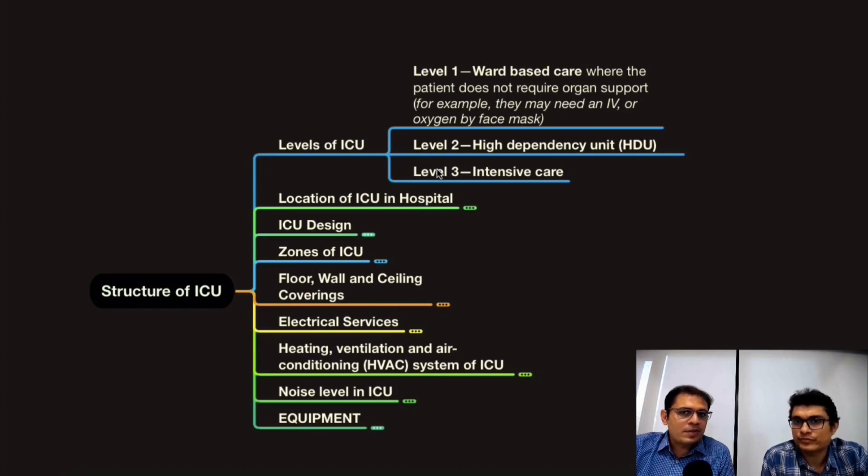Level 2 is HTU, in which most of the facilities of ICU are there, but ventilator and dialysis facility are only given for a few beds. And level 3 ICU is the fully high intensive care, in which you give all the facilities and all the beds. So as you increase your level, the sophistication of the ICU also increases.